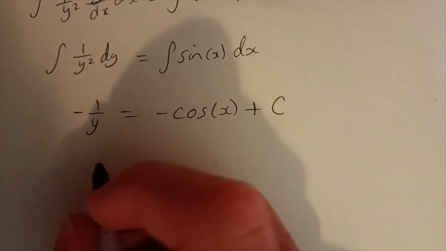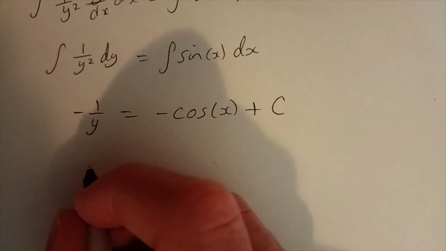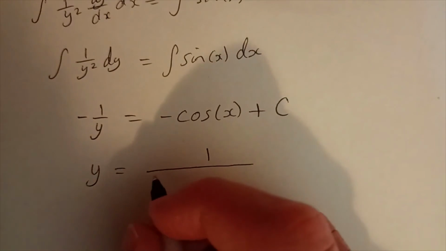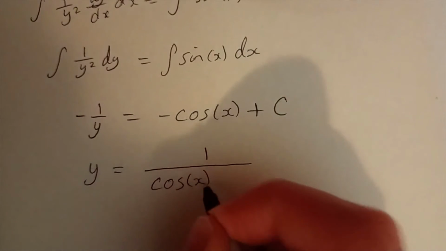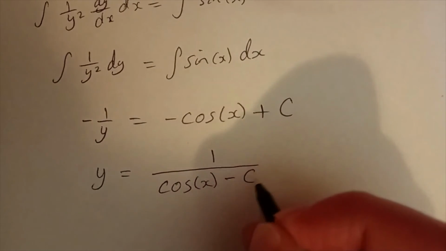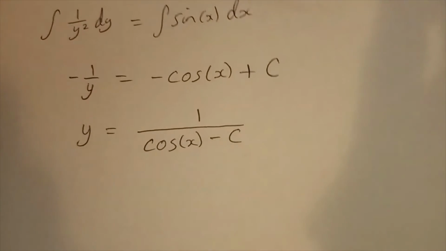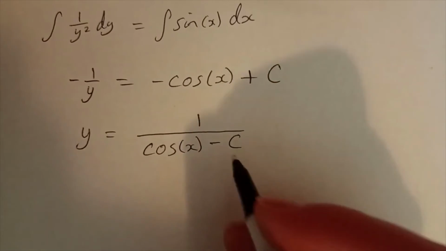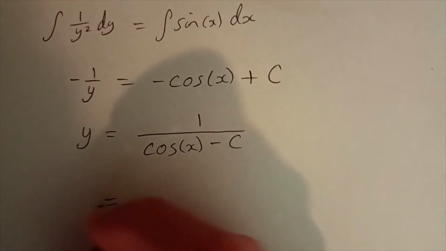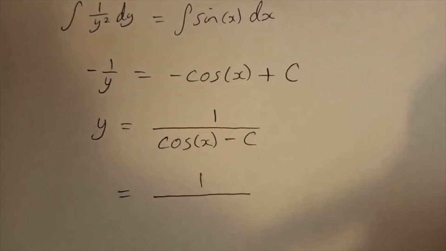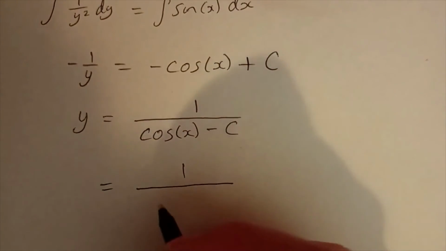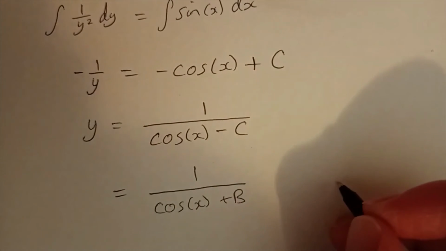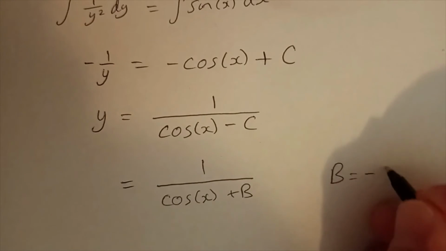That will give us y equals 1 over cos of x minus C. And if we don't like having a negative sign in front of the constant, we can just replace it with another constant, which is the negative of that constant. So we could write y equals 1 over cos of x plus b, where b equals minus C.